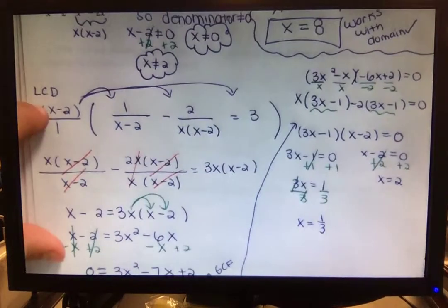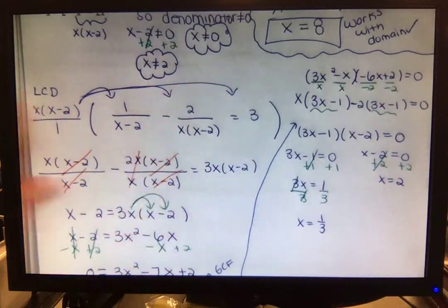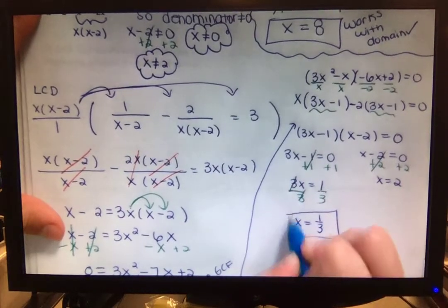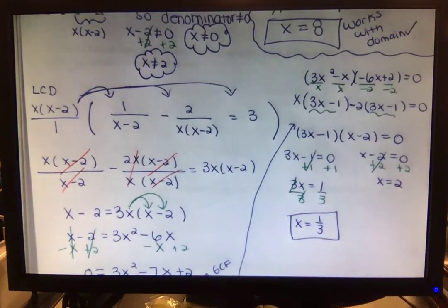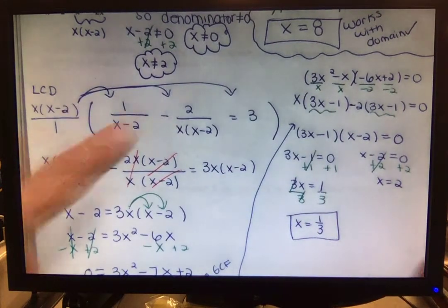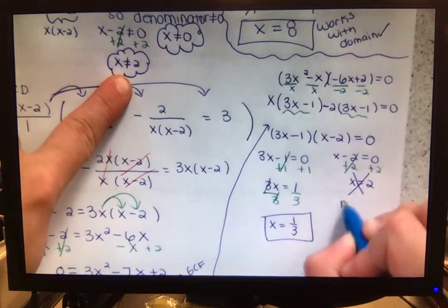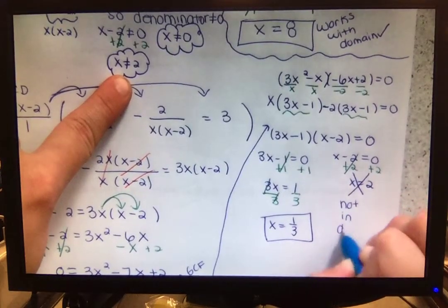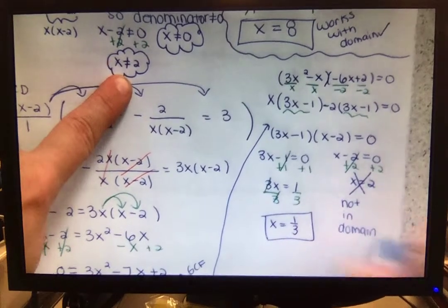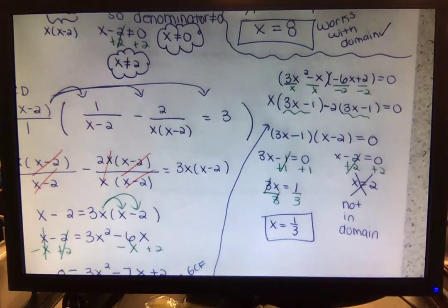Based off of our domain, is it okay that x equals 1/3? Yes, so that's our answer. Is it okay that x equals 2? No, so this one does not work. So our only answer is x equals 1/3. So that was our Module 8 Homework 1 notes.